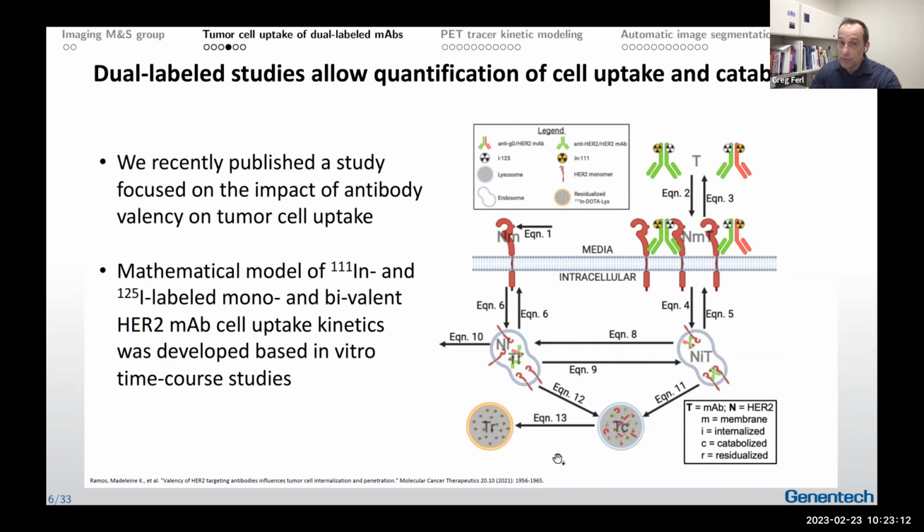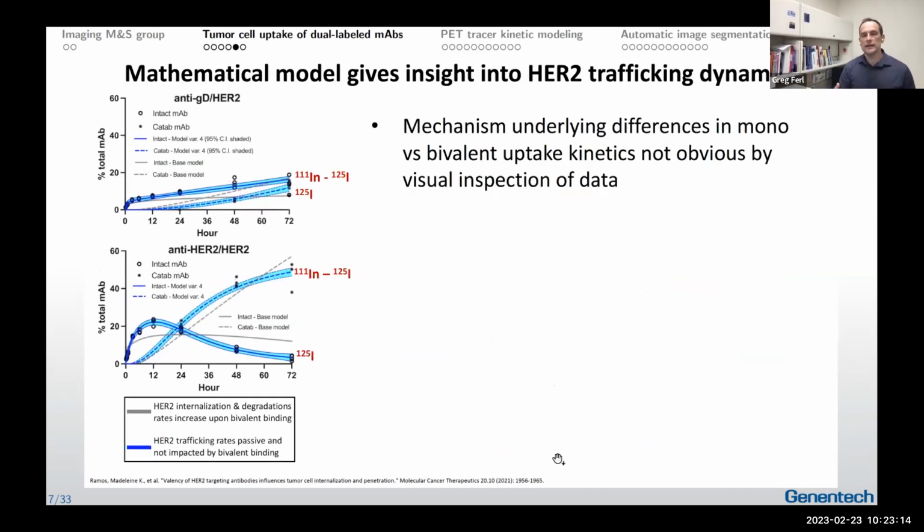So the reason we did this is that initially when the data was collected, and on the left, you can see the time course data for the monovalent GD HER2 antibody at the top and the bivalent antibody at the bottom. Just by visual inspection, this data is difficult to interpret. I mean, you can reasonably assume that, well, the bivalent antibody has a higher effective affinity. So your iodine 125 signal here, which is cell surface bound, is understandably higher.